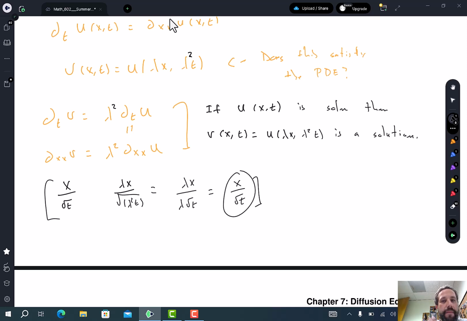Okay, this last part was a little bit hazy. If you want to learn more about it, these are called similarity solutions. And we can actually find the fundamental solution using these similarity solutions. But I'm not going to say any more about that. This video has gone on long enough.